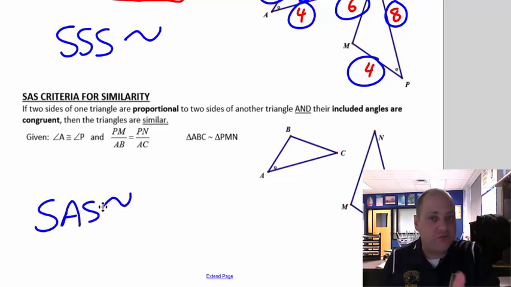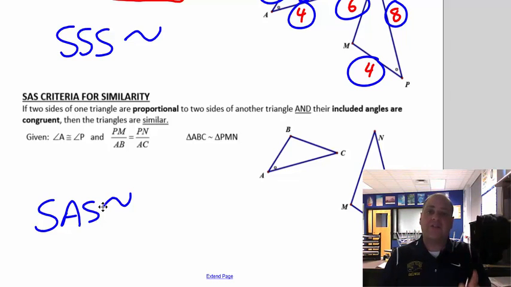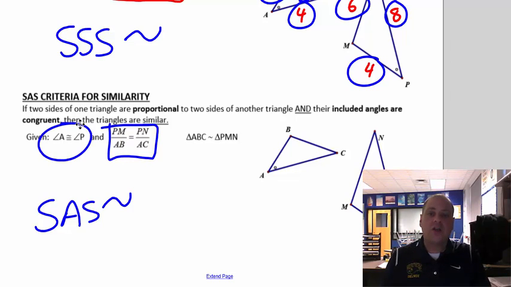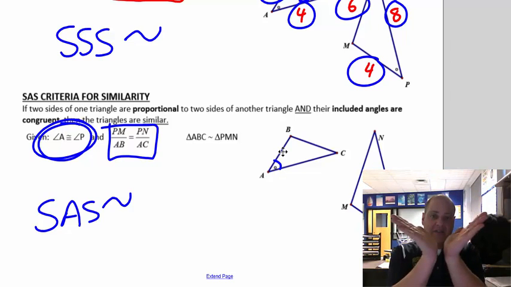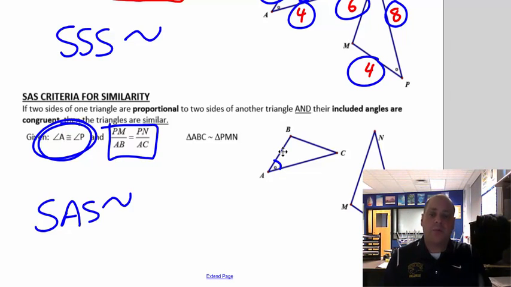Again, this is different from side angle side congruence. I don't need congruent sides. I just need two pairs of proportional sides, with one congruent angle. So if I know angle A is congruent to angle P, that's given, and I know that the surrounding sides, the sides that make up those angles, are proportional.